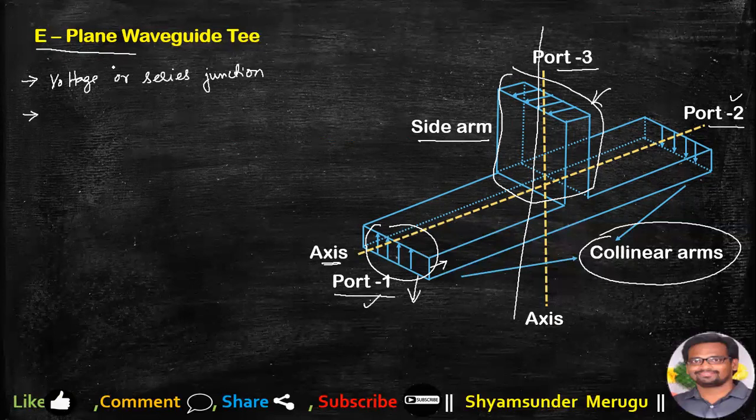This E-plane waveguide can be used to combine the power or divide the power. Now let us see the individual things related to this particular E-plane T.